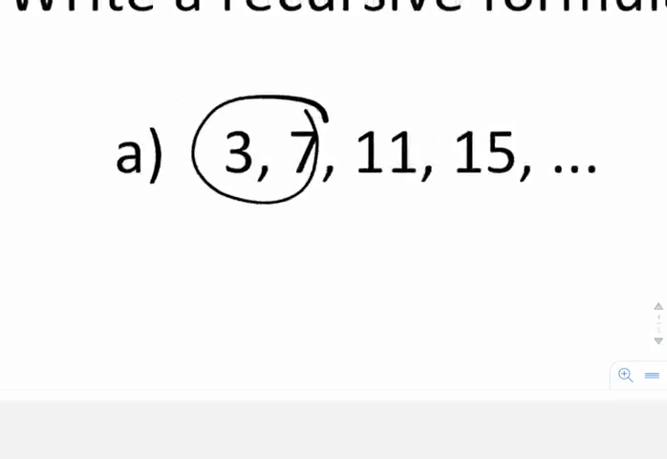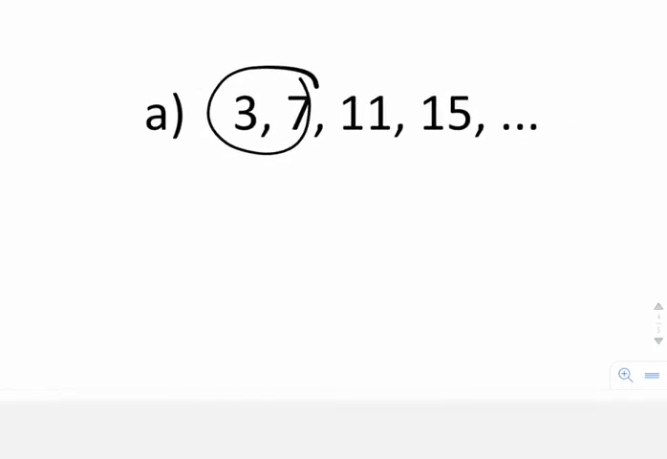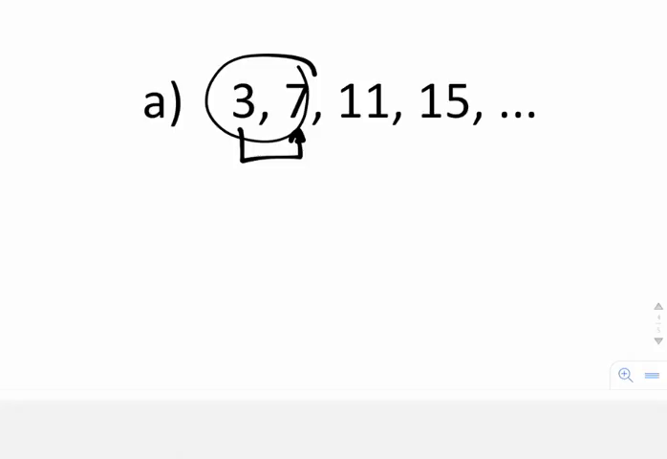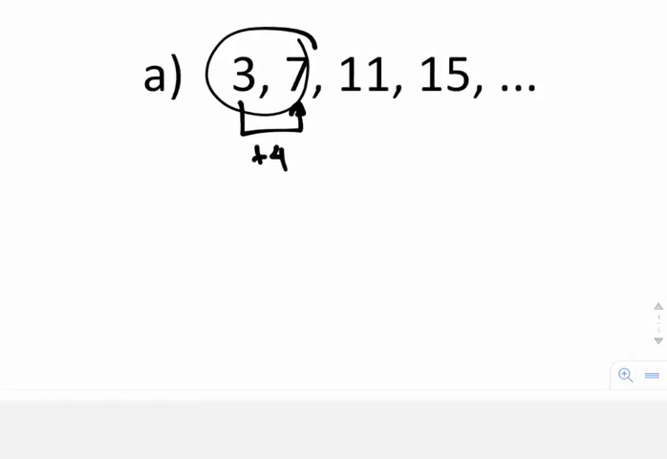Let's look at 3 and 7. How do I go from 3 to 7 exactly? Well, I just add 4. Okay, it's very simple. How do I write that though? Well, think of starting with 7 on this side. 7 goes over here. That's going to be the previous term plus 4.